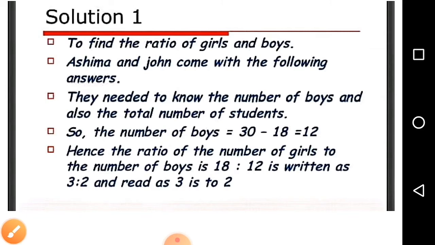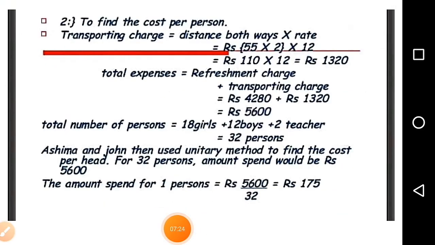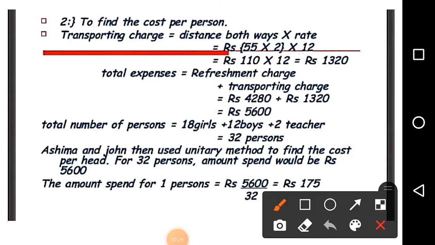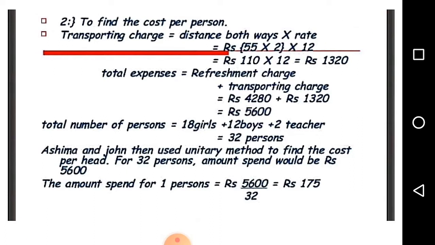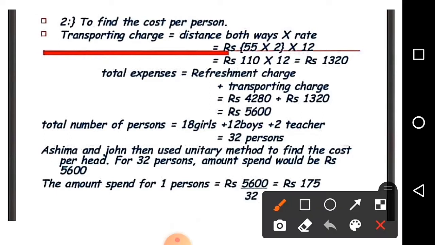Now moving ahead with the second solution. Now to find the cost per person. So first of all we need to take out the transportation charge. Transporting charge will be distance both ways multiply by the rate. So this way we will find out distance both way multiply by the rate. So distance is 55 kilometer. Now both ways. Okay. So we have to multiply it by 2 and per kilometer it was given in the question that 1 kilometer का कितना है 12 rupees. So multiply by 12. So if you multiply all this the answer will be 1320 rupees.